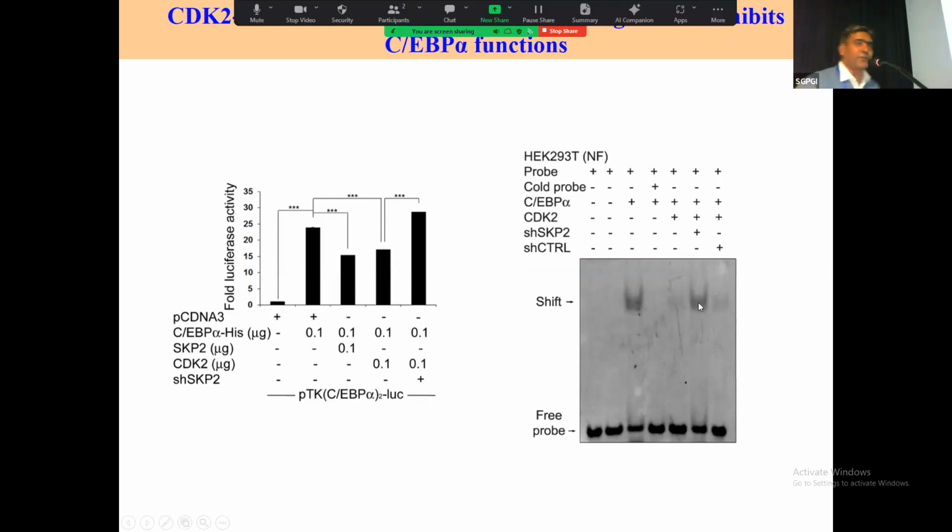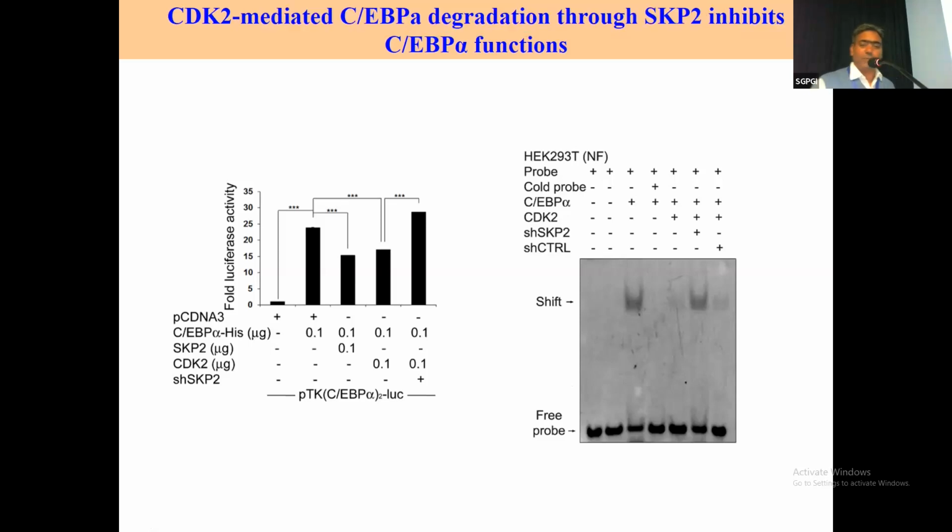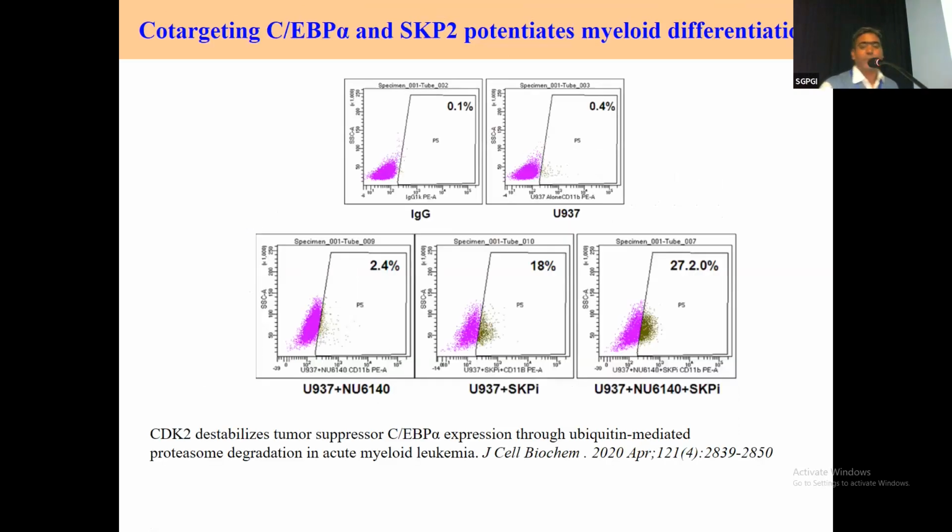So this all confirms that CDK2 stabilizes SKP2, which in turn ubiquitinates CBP alpha and thereby impacts its protein turnover, which is reflected in its inhibited functions, which include transactivation potential as well as differentiation inducing potential.